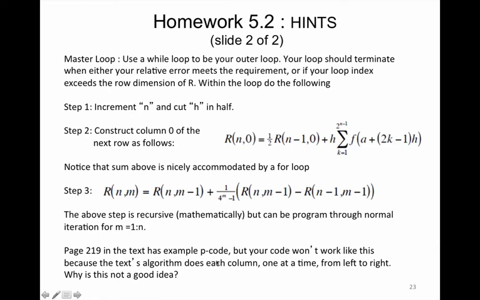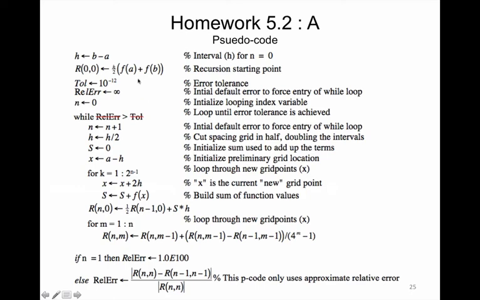Page 219, again, this is just a little warning that the algorithm that's in the book wants you to come down that first column first, and I do not want you to do that, because you cannot check your relative error if you do it the way the book does. So we're taking a little bit of a twist here. Here is the actual pseudocode that you're going to use.